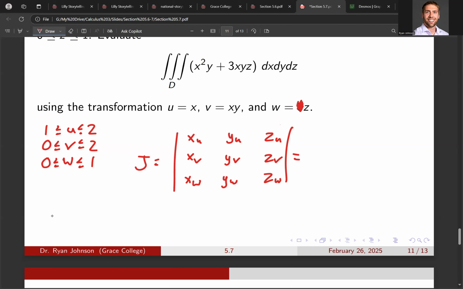So in this case, you've got to solve for y here, right? So y equals v over x, but you want to have y only in terms of u, v, w, but x is just u, so y equals v over u.